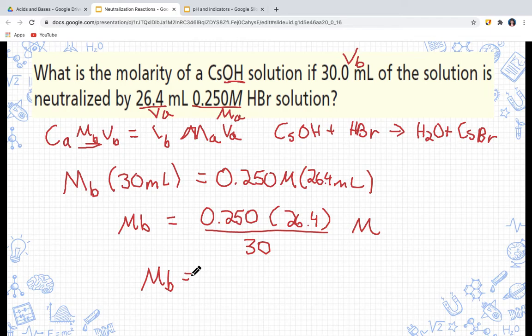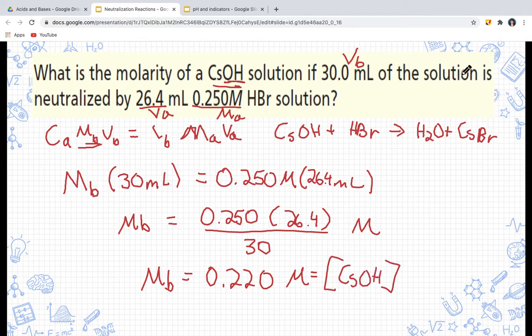0.250 times 26.4 divided by 30. We have 0.22, and each one of these had 3 sig figs, so I'm going to pop a 0 on there so I have 3 sig figs in my answer. So 0.220 molar is the concentration of the CsOH. Okay, so that's your answer.